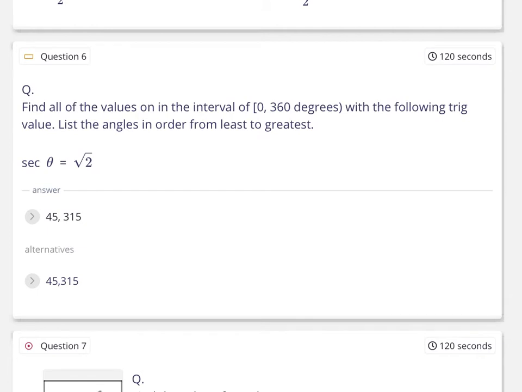Next up, find all the values in the interval of 0 to 360 degrees with the following trig value. List the angles in order from least to greatest. So it's asking for when secant is negative root 2. Sometimes it's easier when you're dealing with your triangles to do the reciprocals here. So basically we're saying when cosine would be 1 over root 2. Because there's a root 2 there, I know I'm dealing with my 45, 45, 90 triangle. So 45, 45, 90 is 1, 1, and root 2. Which angle has a cosine, which would be adjacent over hypotenuse, of 1 over root 2? Both are 45, so it doesn't matter which one you pick.